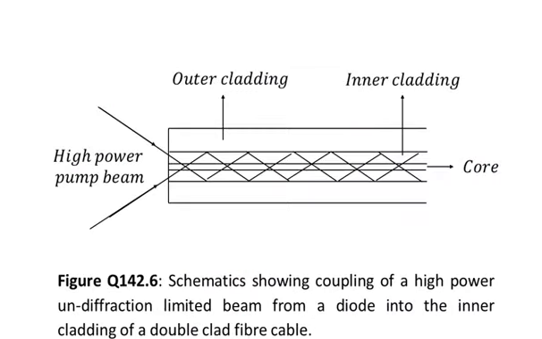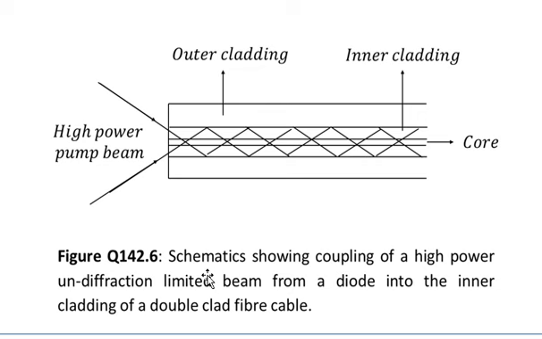For example, over here you can see the caption of the figure is: schematic showing coupling of a high power undiffraction limited beam from a diode into the inner cladding of a double clad fiber cable. So the coupling is being performed to the inner cladding of a double clad fiber system, and you can see that these arrows indicate that a high power pump beam, which is obtained from a diode laser, is being launched into the inner cladding of the double clad fiber system.